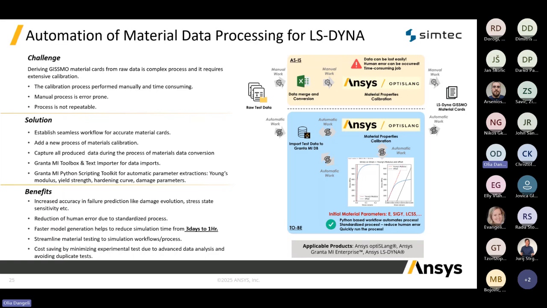On the right side of the slide, you can see the as-is process, with raw test data being manually merged and calibrated. In contrast, the to-be state shows the automated workflow the company implemented. Now, the test data is imported directly into Granta MI's database. And from there, the Granta MI Python toolkit and optiSLang take over, extracting parameters like Young's modulus, yield strength, and hardening curves. The result is that they have cut the model generation time from 3 days to just 1 hour.